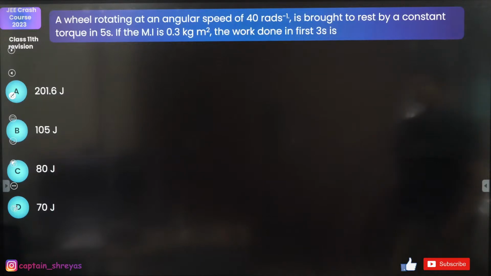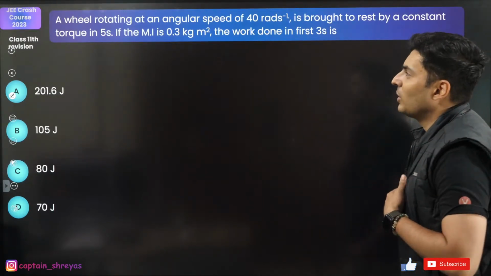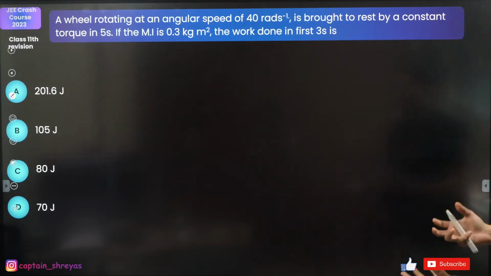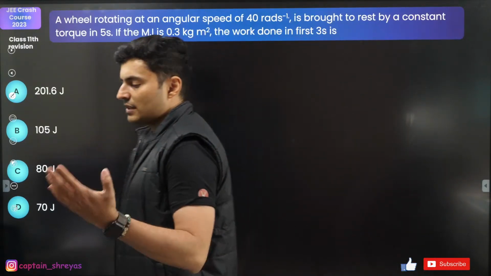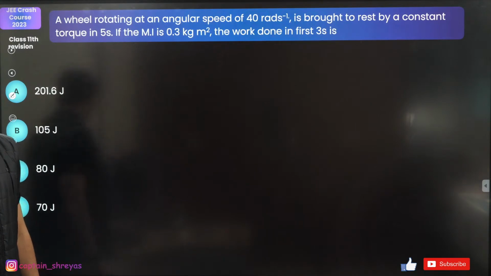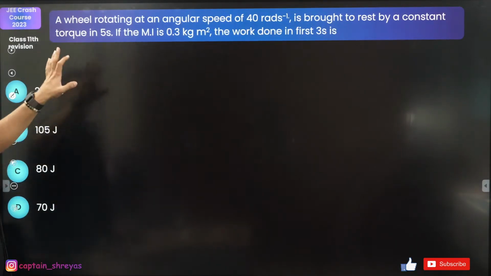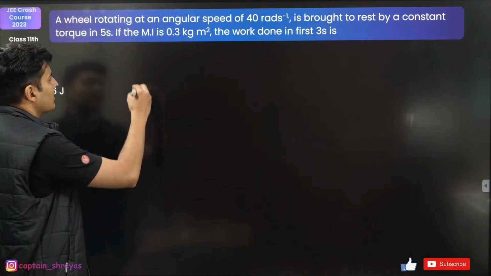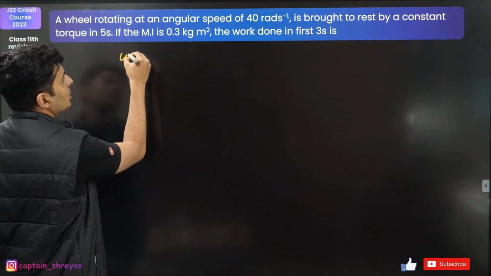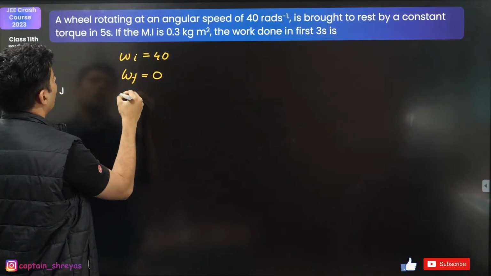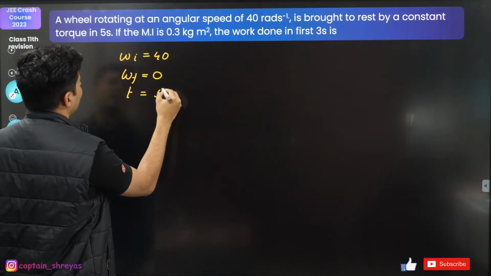A wheel rotating at an angular speed of 40 radians per second is brought to rest by a constant torque in 5 seconds. If the moment of inertia is 0.3, then the work done in the first 3 seconds is how much? Yes, so let's try to do this particular question. First of all, angular speed is given, constant torque, rest in 5 seconds.